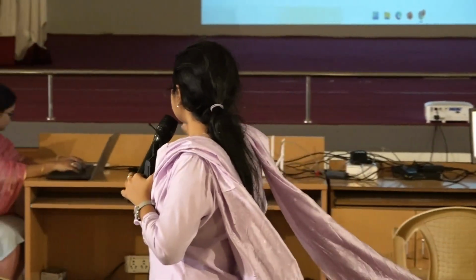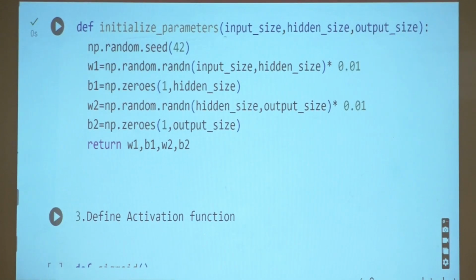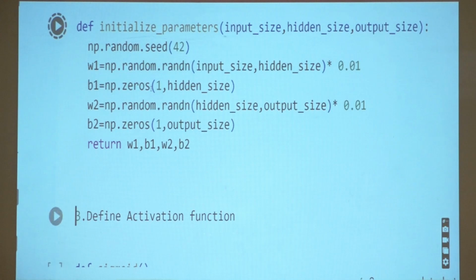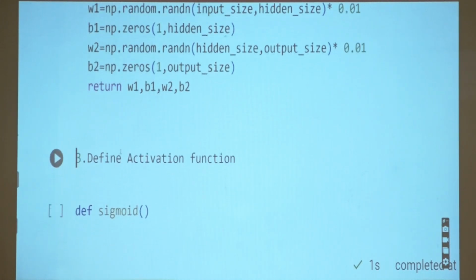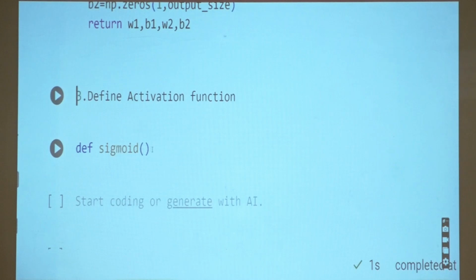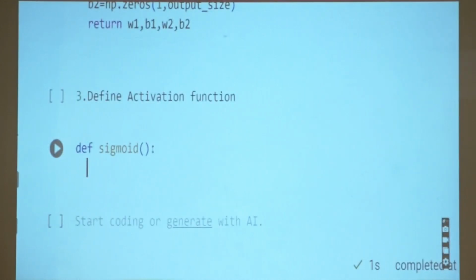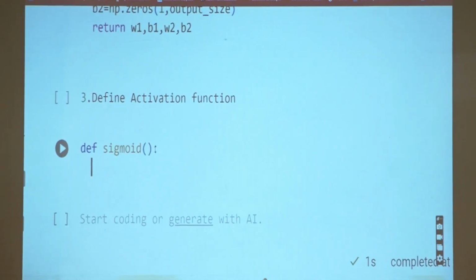Bias is initially zeros. So we will see how to define the activation function now. Which activation function are we using? Sigmoid. What is the formula for sigmoid? 1 by 1 plus e power minus x. So we'll define the activation function. Define sigmoid. Please complete this.